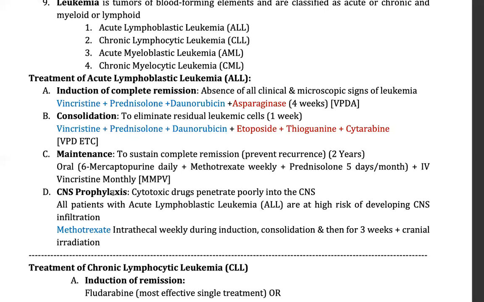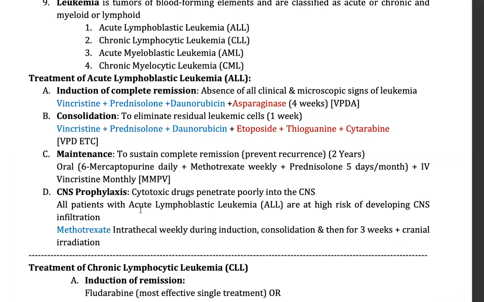And the last one is CNS prophylaxis, prevention. What is this? The cytotoxic drugs penetrate poorly into the CNS. All patients with acute lymphoblastic leukemia are at high risk of developing CNS infiltration.